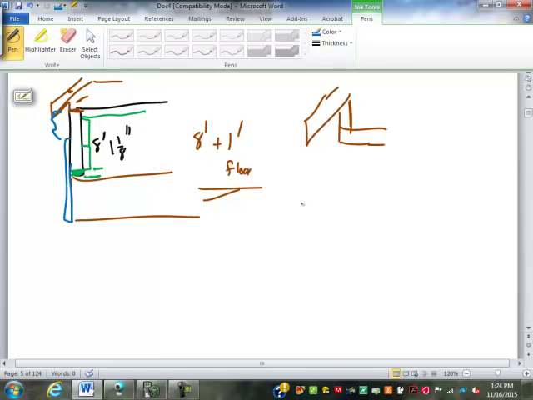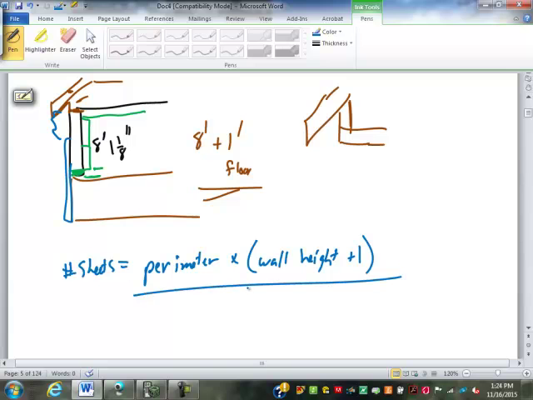So anyway, our exterior sheeting, number of sheets, is going to equal the perimeter of the house times wall height plus 1, divided by what? 32.